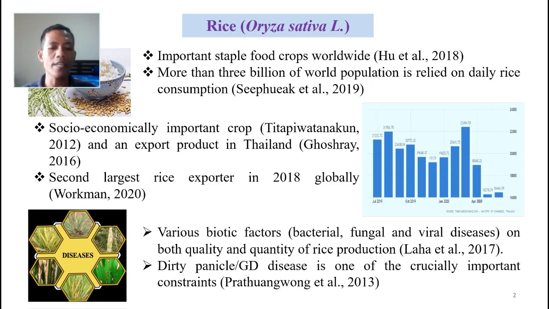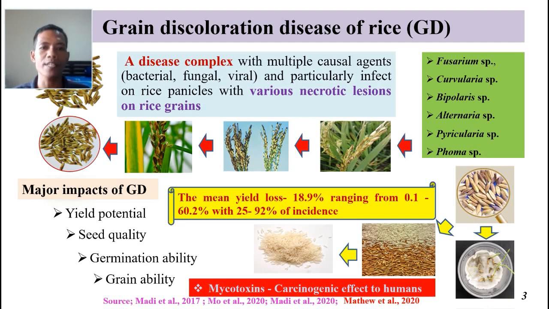However, currently rice has been faced with a lot of constraints from various biotic factors affecting both quality and quantity of rice production. Among those, dirty panicles, which we call grain discoloration disease, is one of the crucially important constraints right now. So what is grain discoloration disease, or rags?